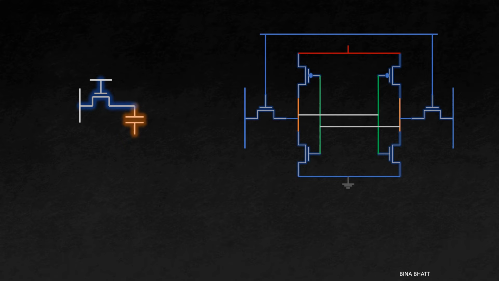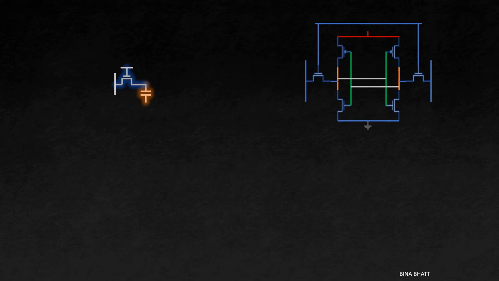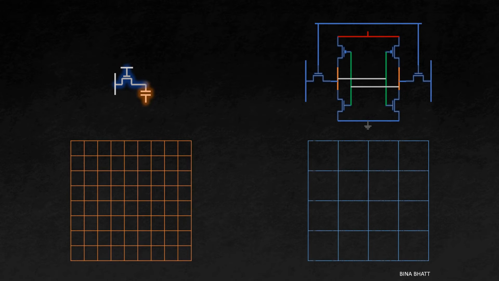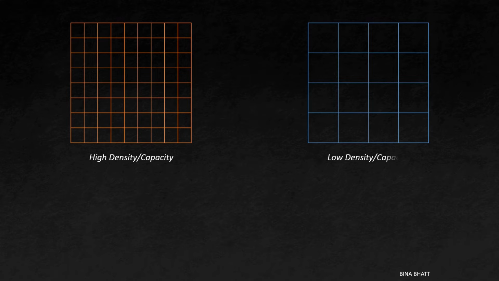Each DRAM cell contains just one transistor, while an SRAM cell contains a complex structure of 6 transistors. It is like comparing a simple house with a mansion. The smaller size of DRAM cell allows us to squeeze more of these in a unit area, giving us larger memory capacities and higher densities compared to SRAM.